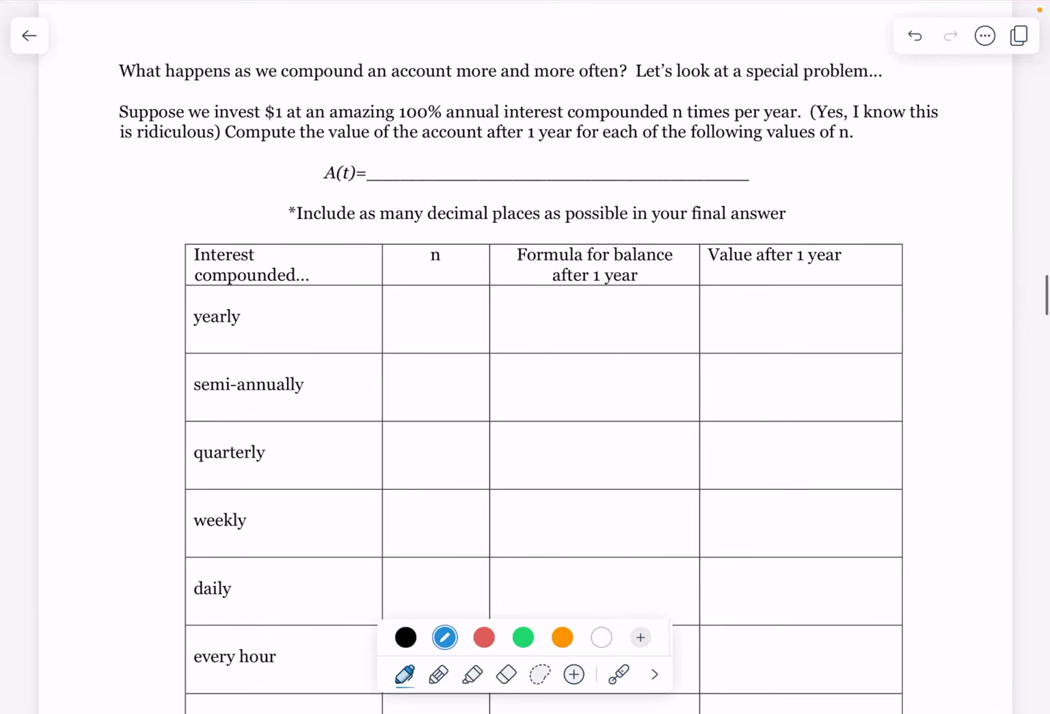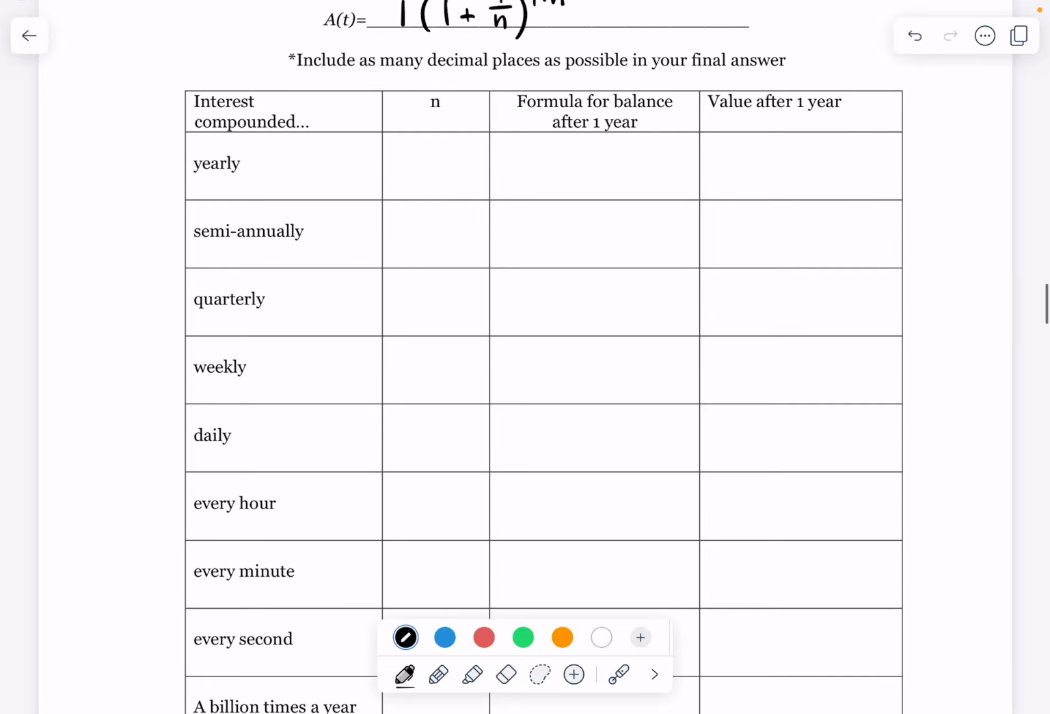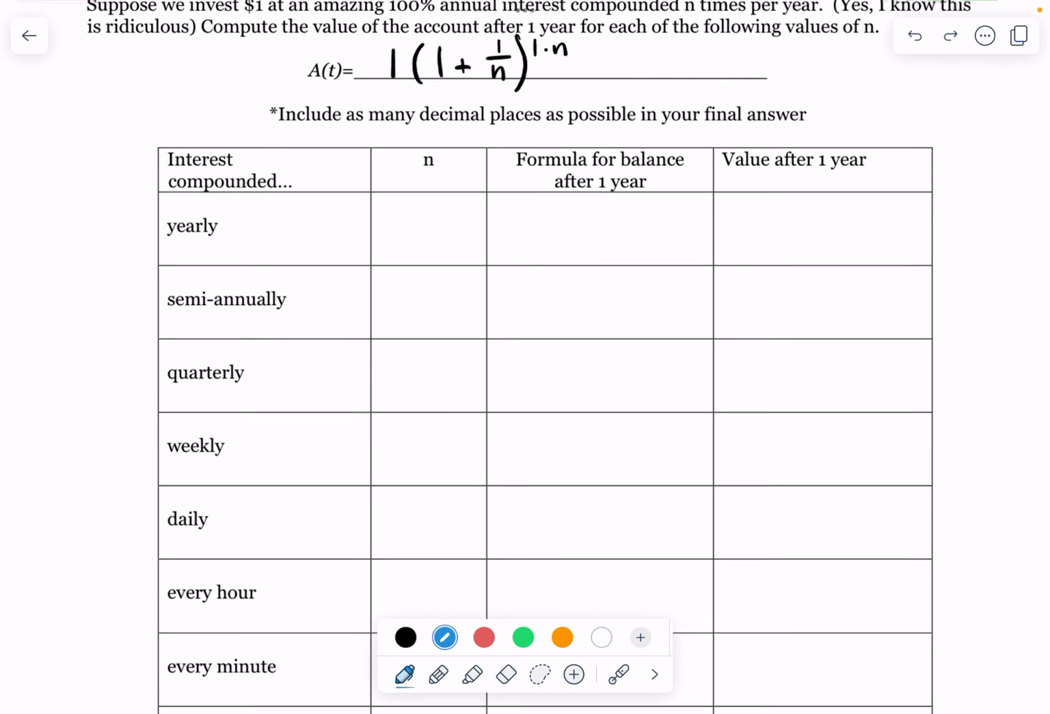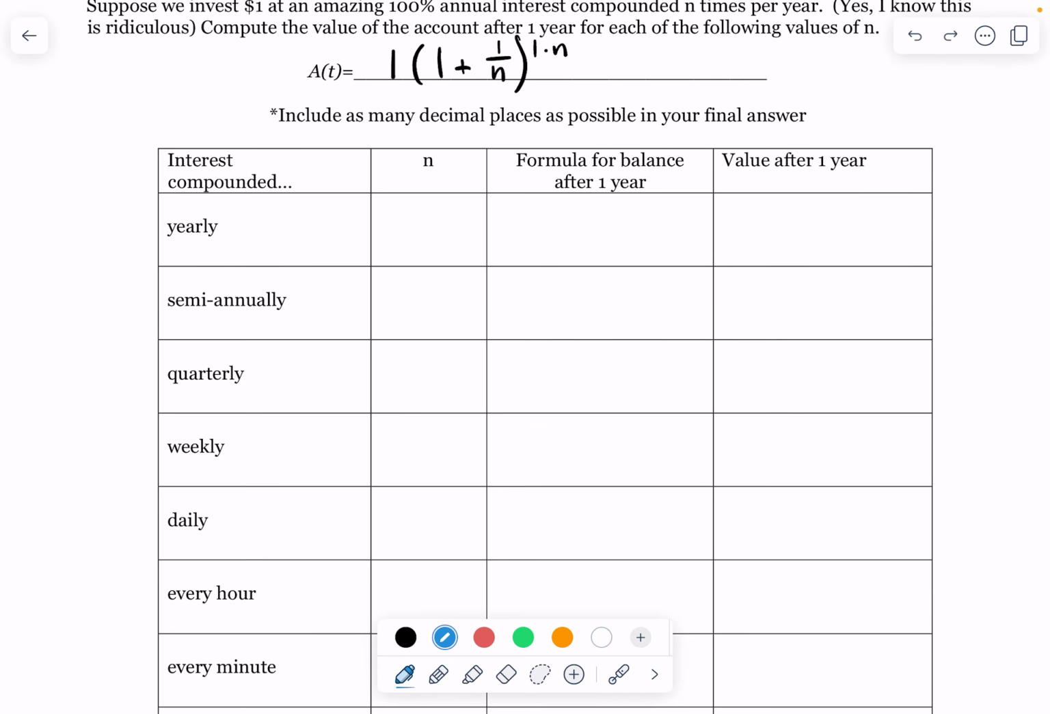Okay. So for this scenario, we're starting with $1. So $1 is our principal times 1 plus our interest rate, which is 100%, so as a decimal that's just 1, over n, raised to the n power, since we're doing this for 1 year. And we want to figure out, under these different frequencies of compounding, how much money will we earn? For example, if we compound yearly, that's just going to compound once per year.